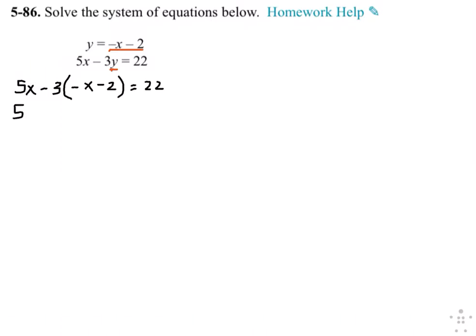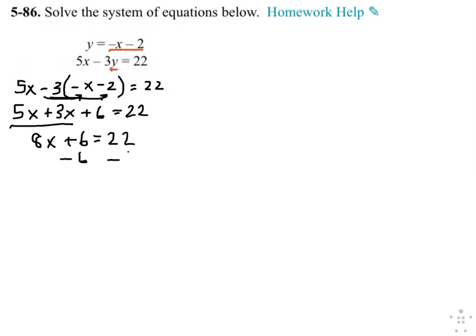Now we're going to distribute. Remember, it's the negative getting distributed in. Negative 3 times negative x is plus 3x. Negative 3 times negative 2 is plus 6, right? Now we combine like terms. 8x plus 6 equals 22.